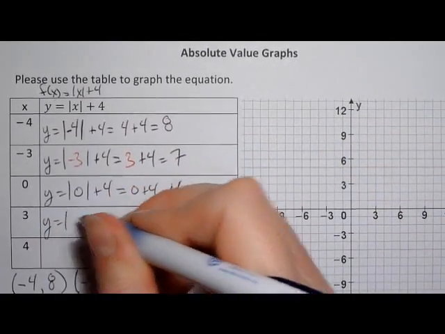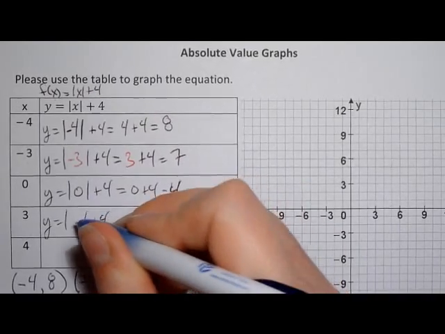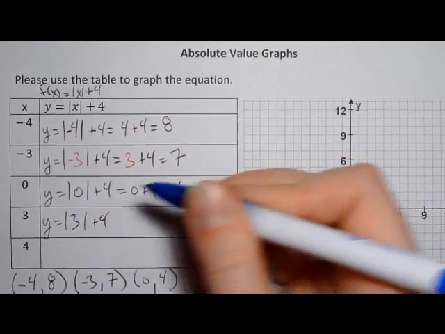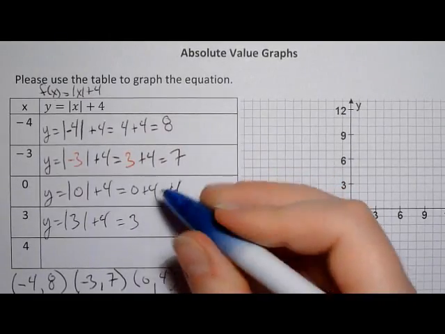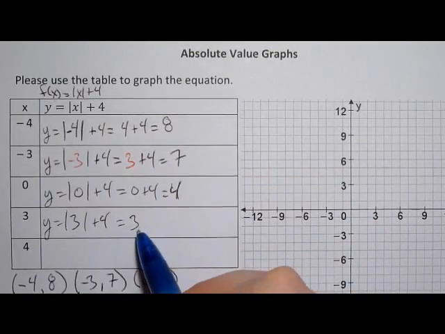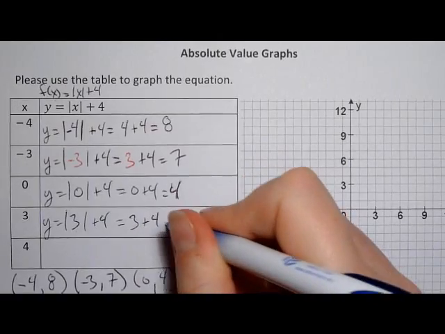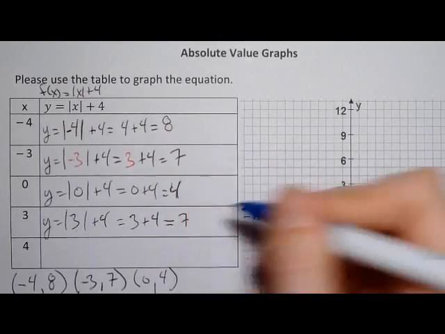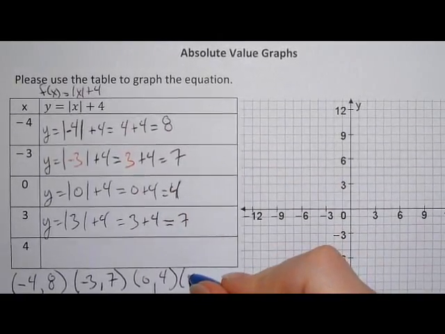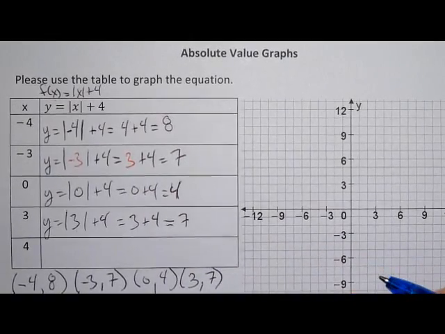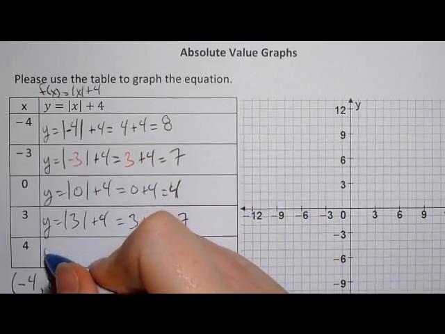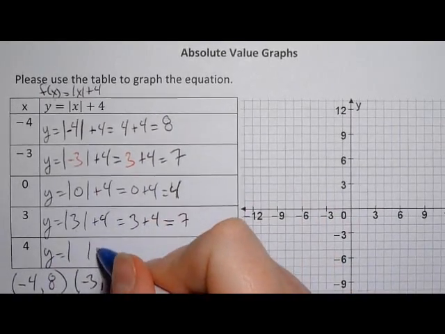Y equals the absolute value of x plus 4. X is now 3. So I have the absolute value of 3 is still 3. Remember, it's just always positive. Plus 4 equals 7. So if I input 3, I output 7.